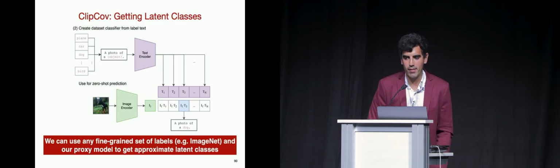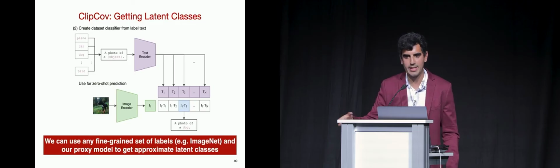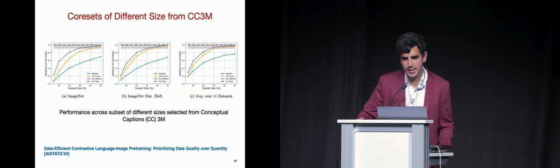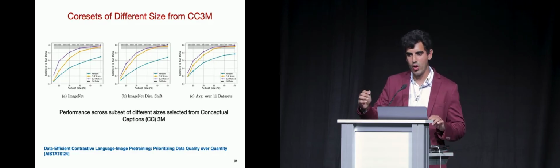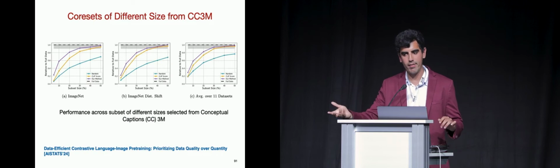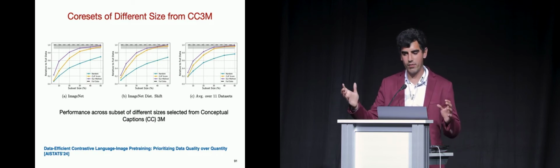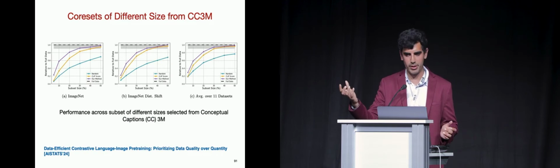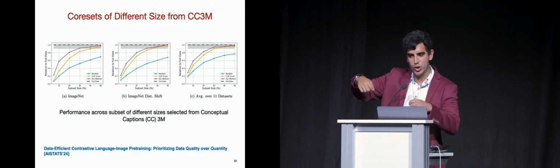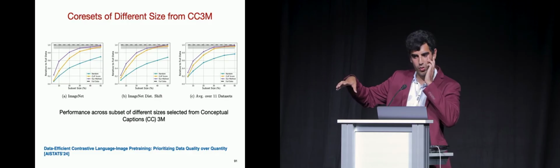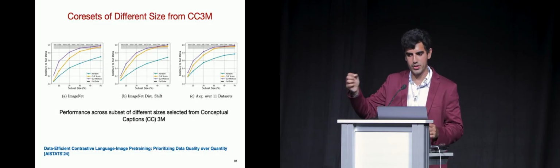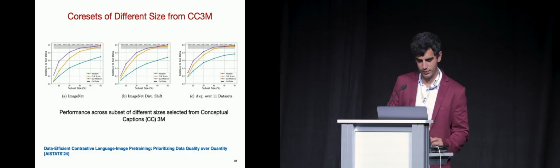So one part I left out here is we again assumed access to latent classes, but of course we don't have this. But in this case, it's actually even easier to get these approximate latent classes. We can take whatever proxy model we have and some arbitrary set of fine-grained labels, like for example ImageNet, and then we can do zero-shot classification on our data set and partition it into latent classes using the results of the zero-shot classification.